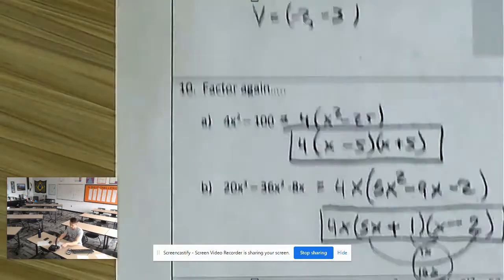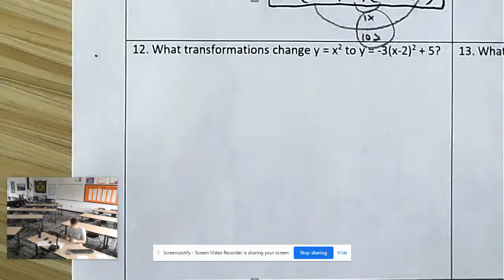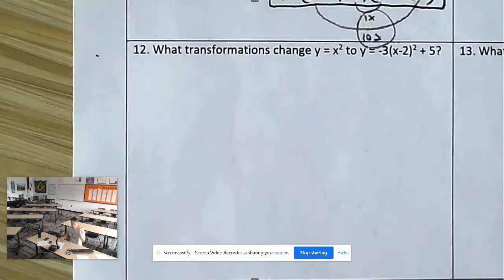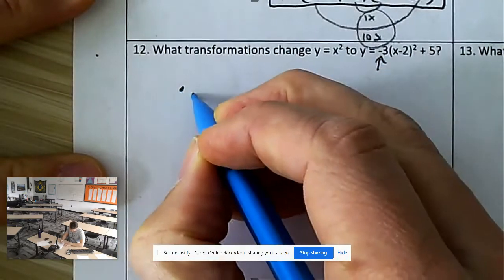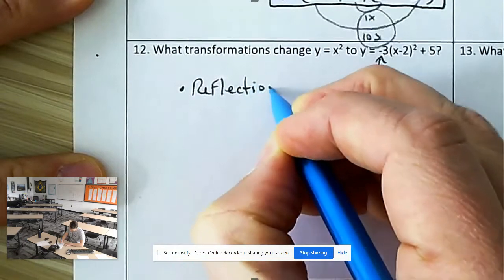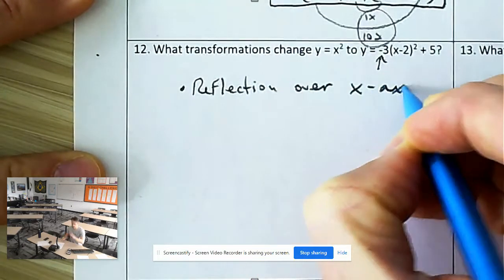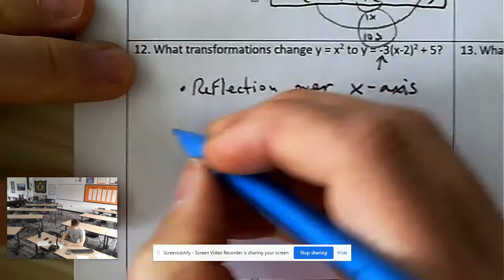And lastly, what transformations? Oh, yeah, this one's on the final. I just remember seeing it. Change that to that. There are 4 of them, actually. That -1 is a reflection over the x-axis. And what that means is that basically that -1 takes your parabola and flips it upside down. So it reflects over the x-axis.